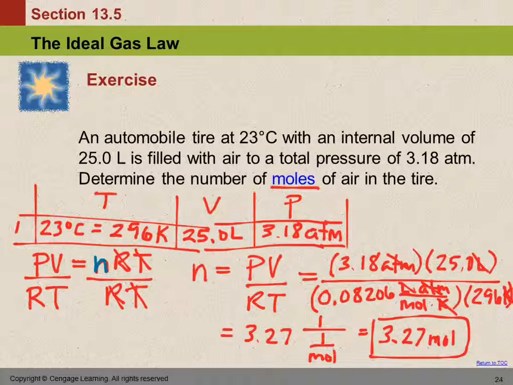Any questions? And where did you get the three significant figures from? 3.18 atmospheres has 3 sig figs. 25.0 liters has 3 sig figs. The 23 degrees Celsius looks like it has 2, and it does have 2. But when we add 273, 296 has 3 significant figures, because the rule for adding is different.